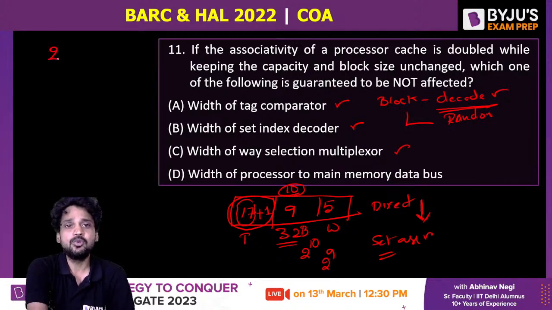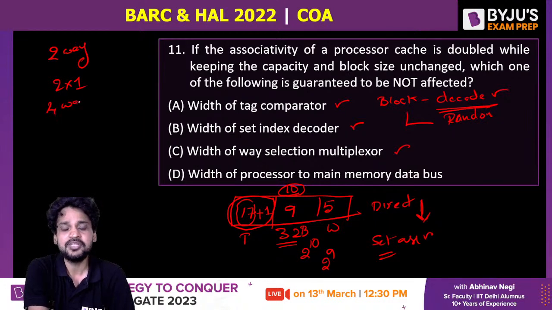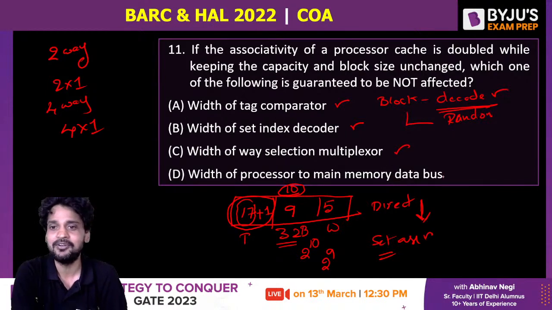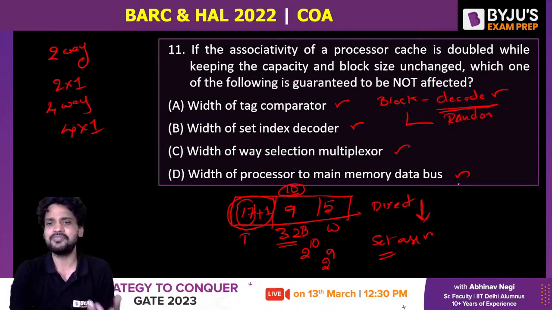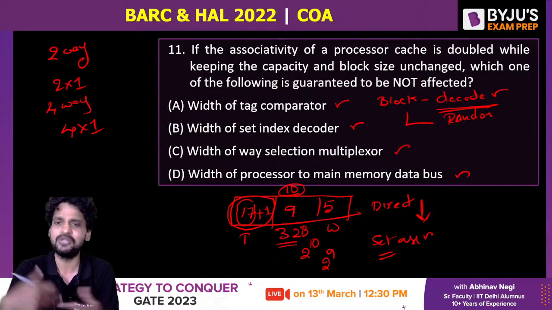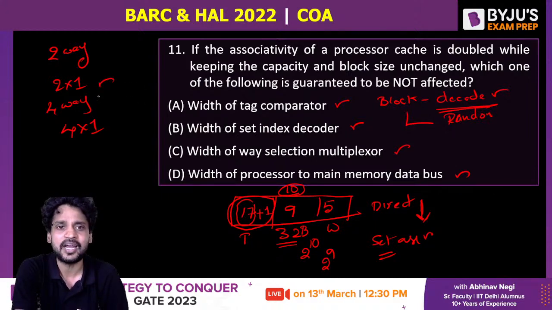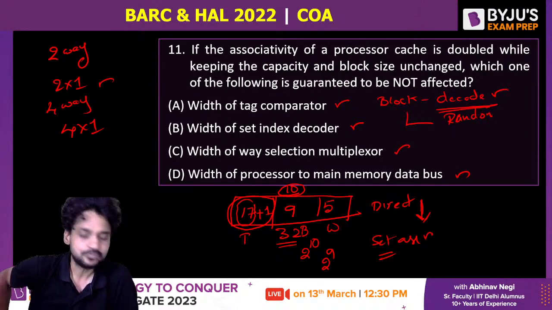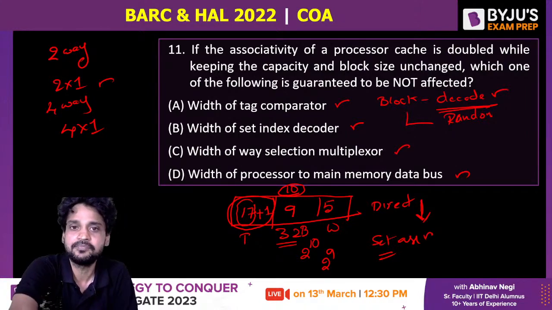Yeah, in a two-way set associative mapping, we use 2 into 1 multiplexer. In a four-way set associative mapping, we use 4 into 1 multiplexer, right? Of course, this will get affected. Options A, B, C will get affected, but not the databus. Bus system, databus is what? Databus is going to carry the data. Here we're just talking about the address part. So the databus will not get affected. Am I clear? Databus will not get affected.